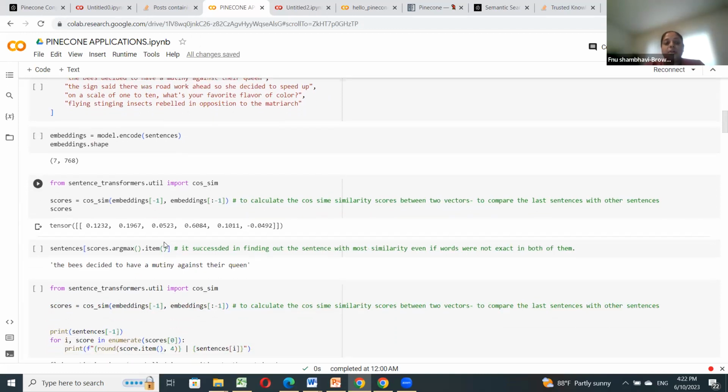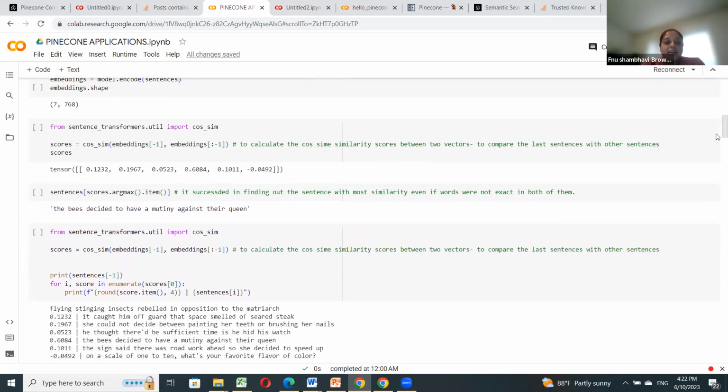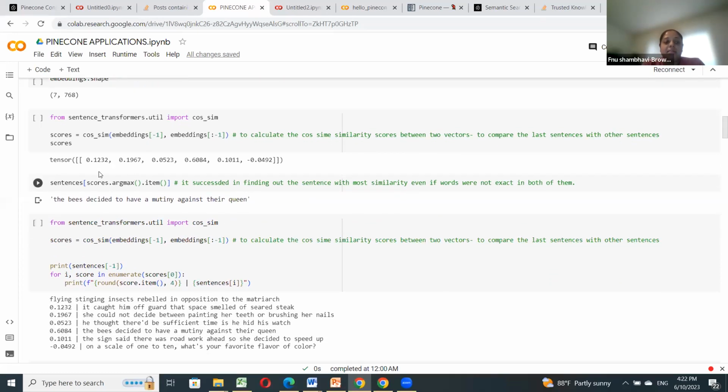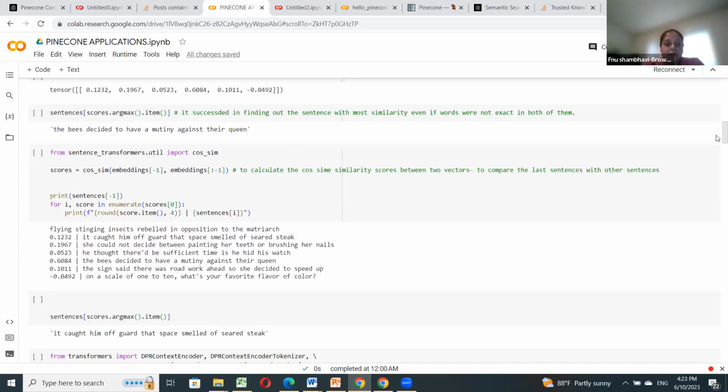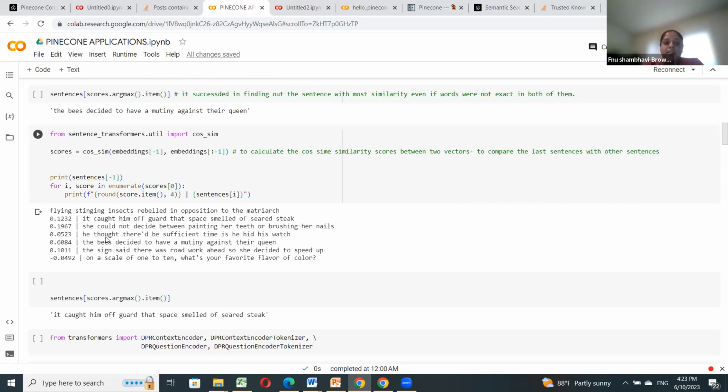From this we found that the fourth one has the highest score, so it's quite evident that it would be most similar. Then with the argmax function, from that output we can get the machine to tell us the output directly. So here it tells us that sentence is the most similar. It's the same thing: with each sentence it shows the similarity score, and then we compare it with the last sentence, which is shown here.